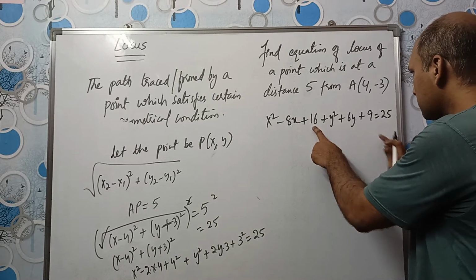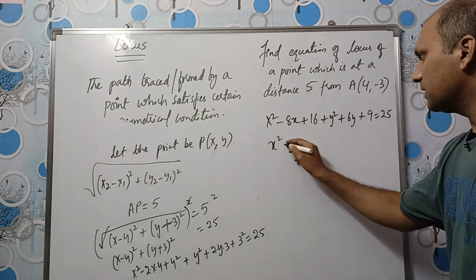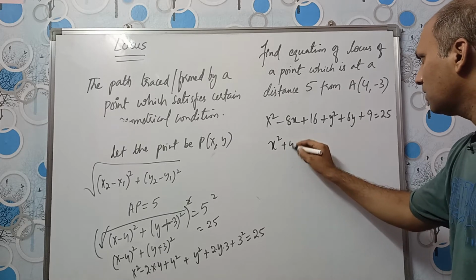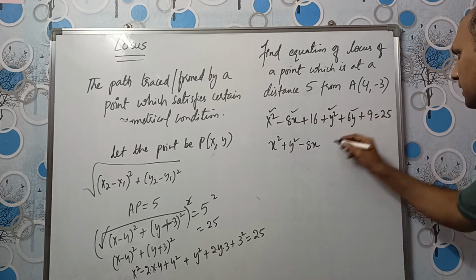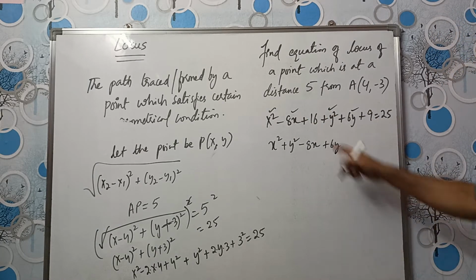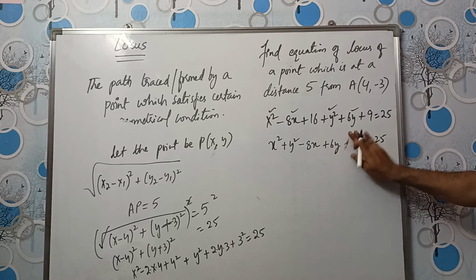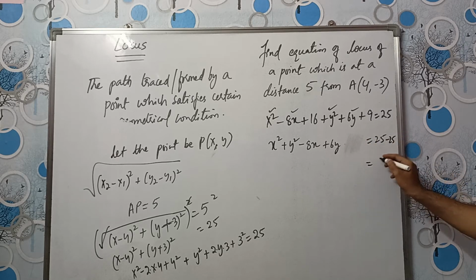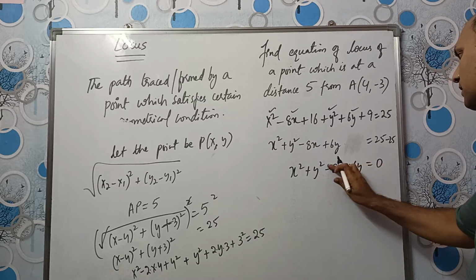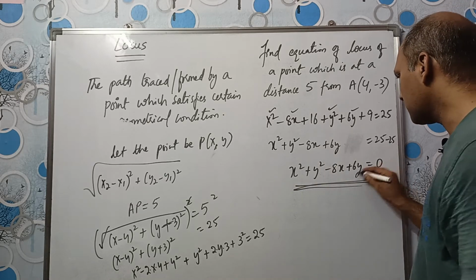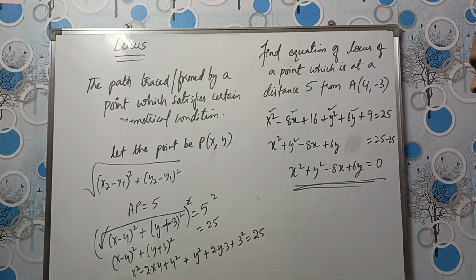Constants 16 and 9 make 25, and this 25 will get cancelled, right? The terms x square, y square, minus 8x and 6y remain. The 25 goes to the other side and becomes minus 25, so this will be equal to 0. So we have x square plus y square minus 8x plus 6y is equal to 0. This is the equation of a circle. So the locus is x square plus y square minus 8x plus 6y is equal to 0.